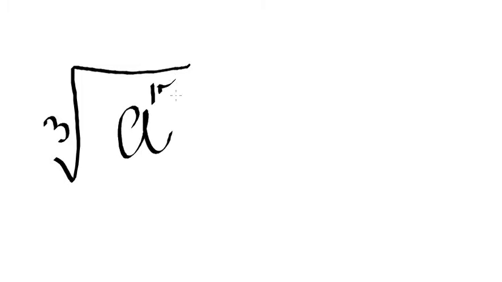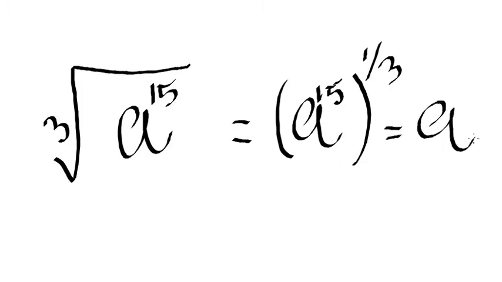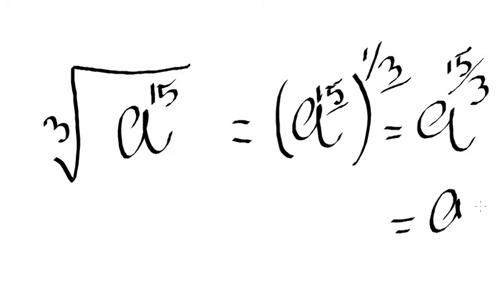What about this one here? The cube root of a, we'll use a different letter, to the 15th power. This is written as a to the 15th, and it's all raised to the 1/3. But this can be rewritten as a to the 15 times 1/3, which is 15 over 3, but that can reduce down to 5. A to the 5th power.